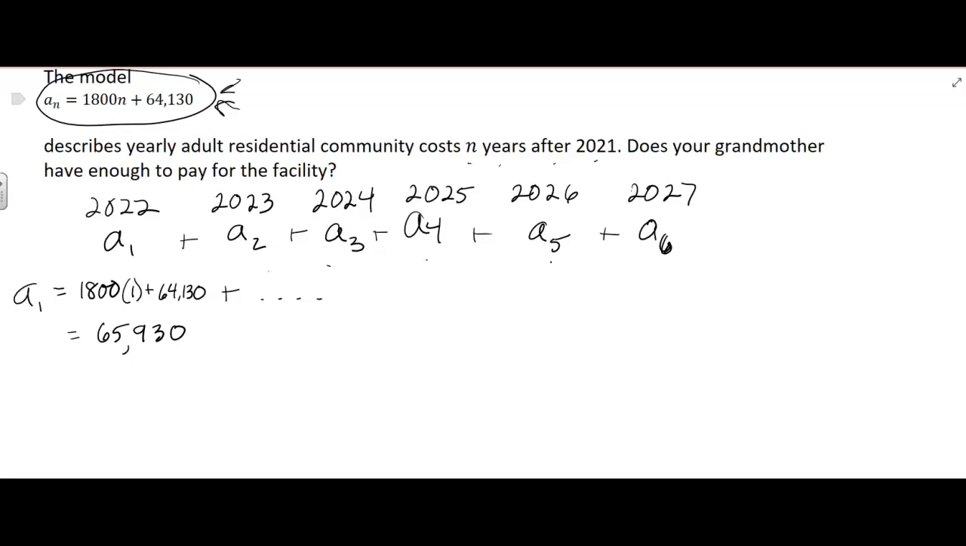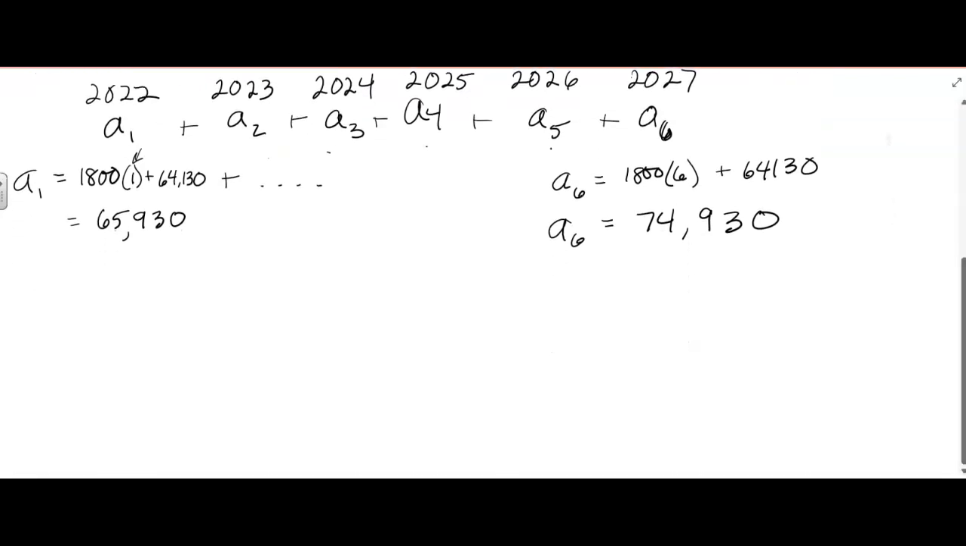You could figure out the second term just to make sure, and the third term, but it's going to keep going up by 1,800, right? The last term, though, we have to know. So A sub 6 is going to be 1,800 times 6 plus 64,130. Oops, just dropped my calculator on my keyboard. So 1,800 times 6 plus 64,130. So the last year is costing grandma $74,930.